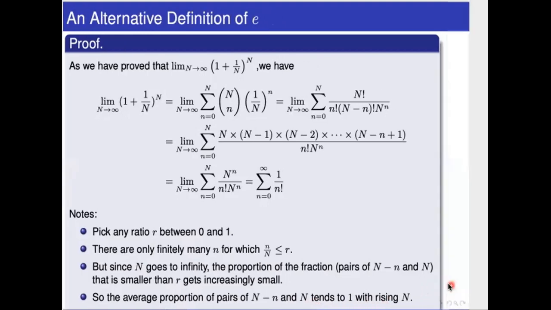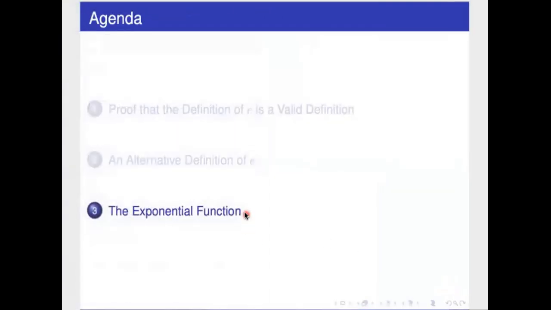In conclusion, we have presented an alternative definition of e based on the limit of a sequence of numbers. This alternative definition is equivalent to the standard definition of e and has important properties that make it useful for mathematical calculations. The next section discusses the exponential function.